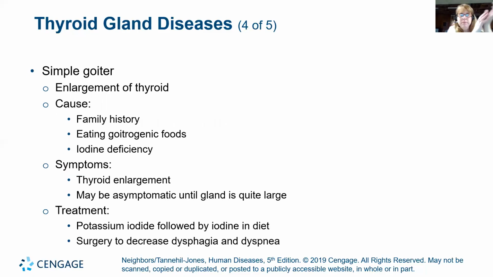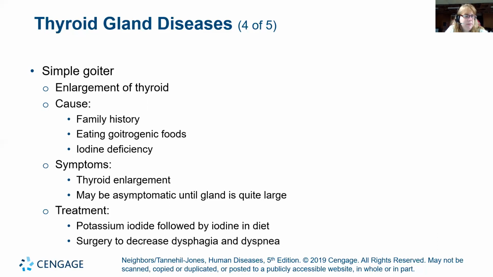Simple goiter is basically just an enlargement of the thyroid gland. You can feel it in the neck on physical examination. It's caused by family history, eating certain foods, or an iodine deficiency. We all need a small amount of iodine in our body. We just don't need excessive amounts.